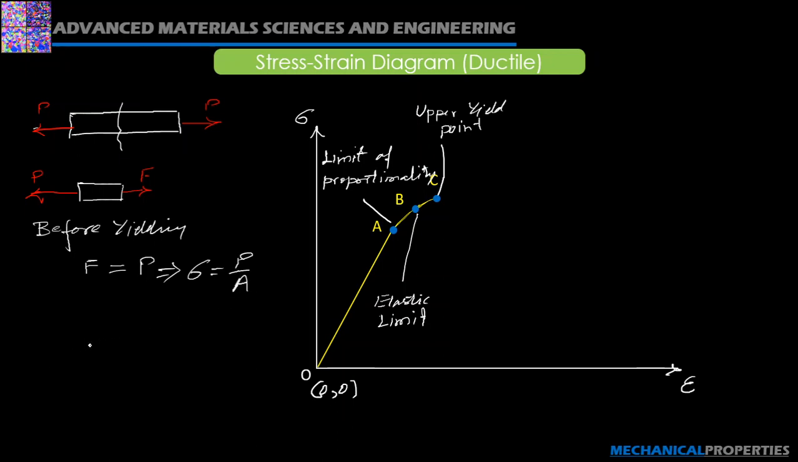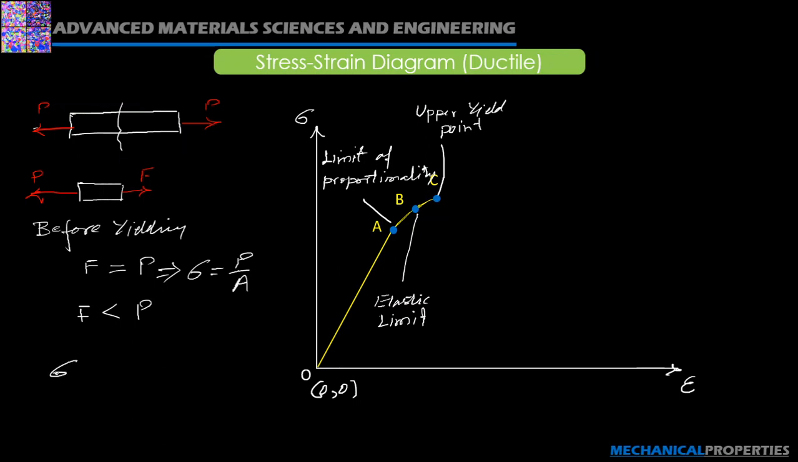But after yielding, we see that the relationship is not that way, and the F, the resistive force of the material, is reduced from the applied load. That is because the molecules maintained closeness within the lattice, but these are not now close, and because the intermolecular distance increases, the force F is now decreasing from P.